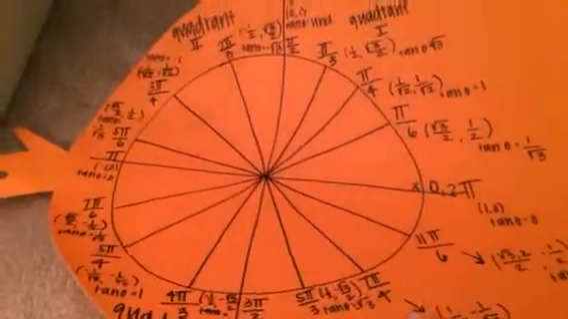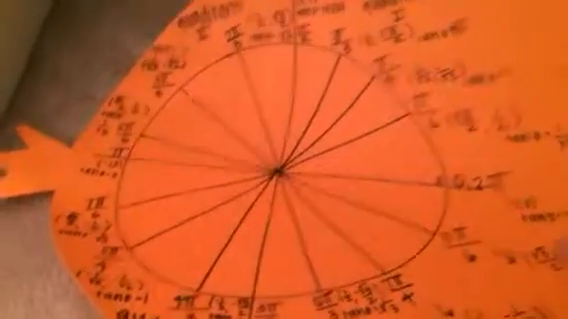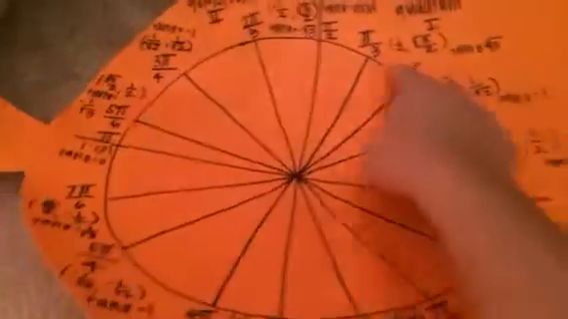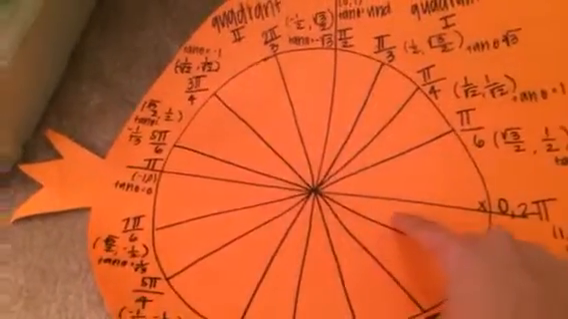And an important thing that I forgot to mention at the beginning is when you're doing the unit circle, you go counterclockwise for all of them. Kind of forgot that, but that's okay.